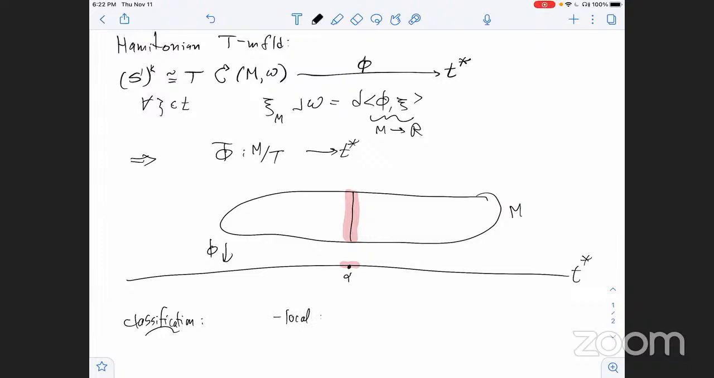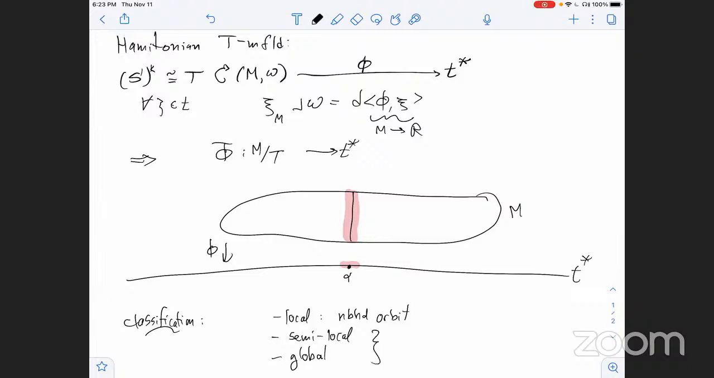typically you would start with a local classification, understanding the neighborhood of an orbit. Everything is equivariant. So instead of a point, we're looking at an orbit. Then there's going to be a semi-local classification where you're describing a neighborhood of the level set of the momentum map. And then you put these things together into a global classification. That's the overall picture. And first of all, you need some sort of compactness.